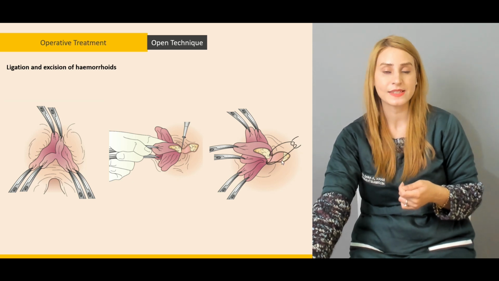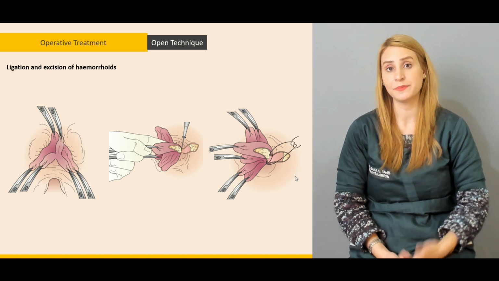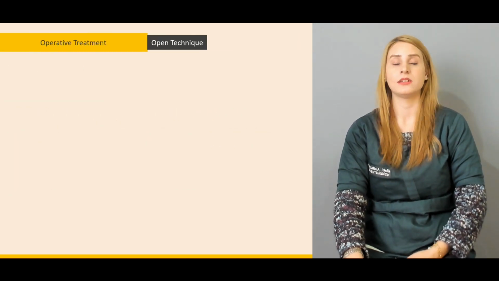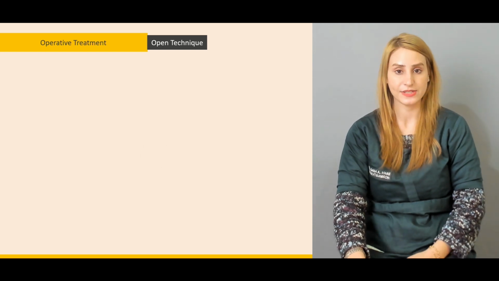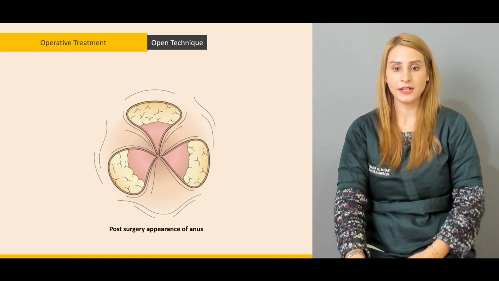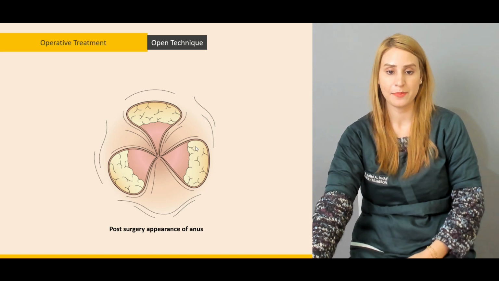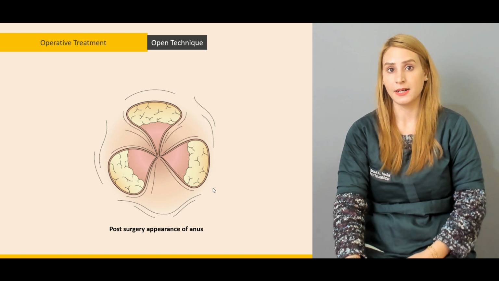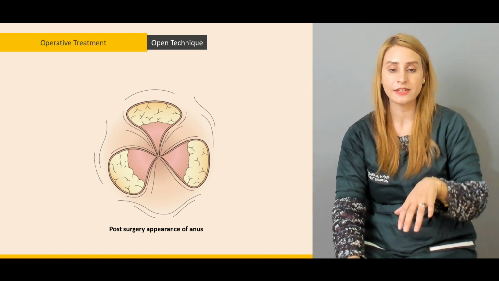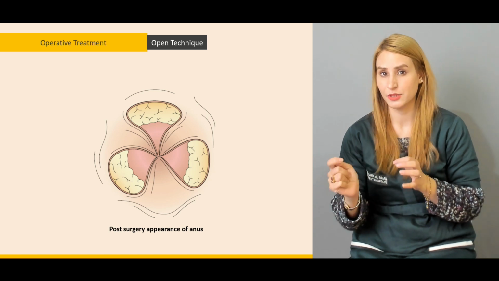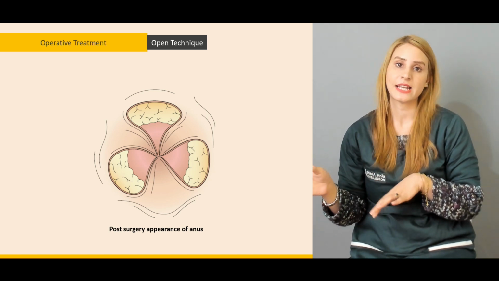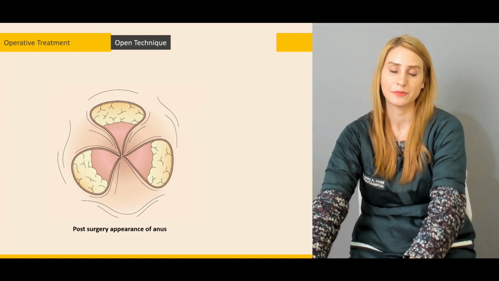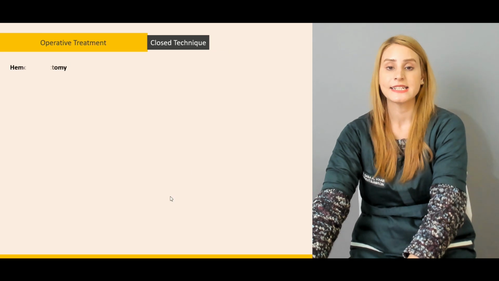If you do not close the submucosa, it's the open technique. If you close the submucosa with the Vicryl 3-0 or 2-0, this is the closed technique. Again, this is the post-surgical appearance of the anus, and you can see there are normal anal cushions present. In the open technique, you also excise the mucosa and submucosa, right? But in the closed technique, there's a little bit of preservation, and more so in the stapled technique.